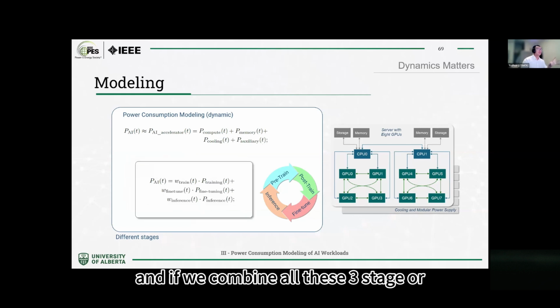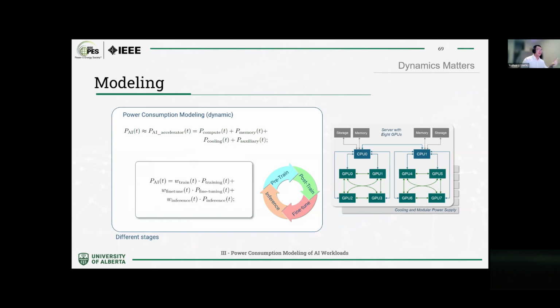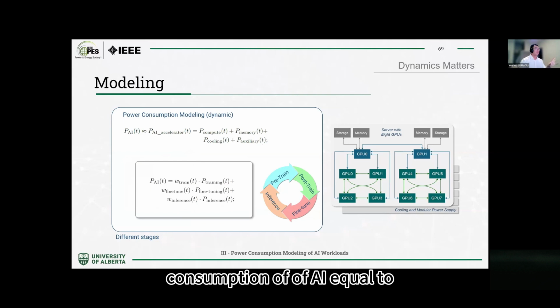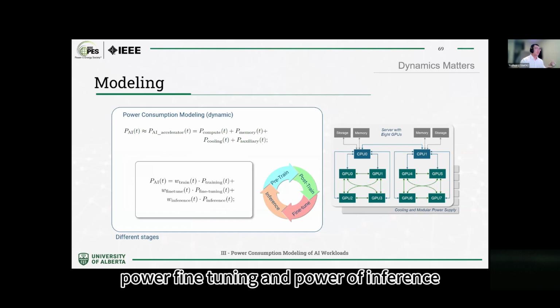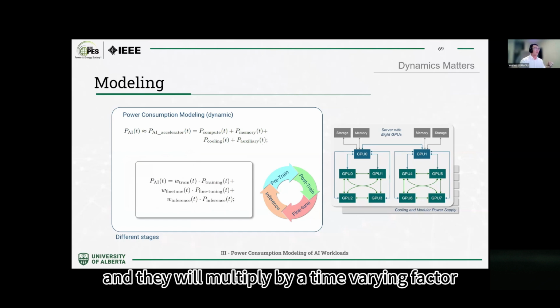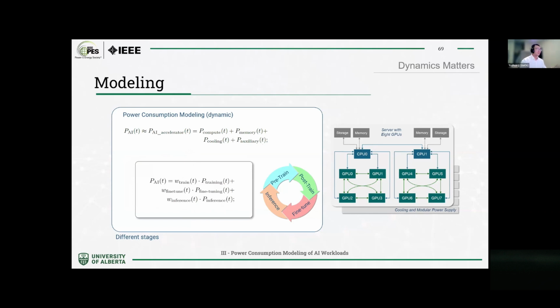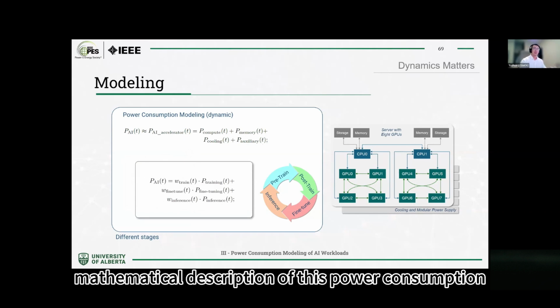If we combine all these three stages, all the dynamics together, we have the power consumption of AI equal to the power of training, power of fine-tuning, and power of inference, each multiplied by a time-varying factor based on the ratio or the load condition. This gives a very rough, high-level mathematical description of the power consumption.